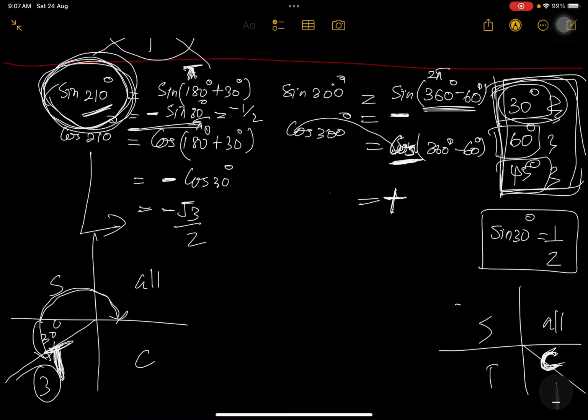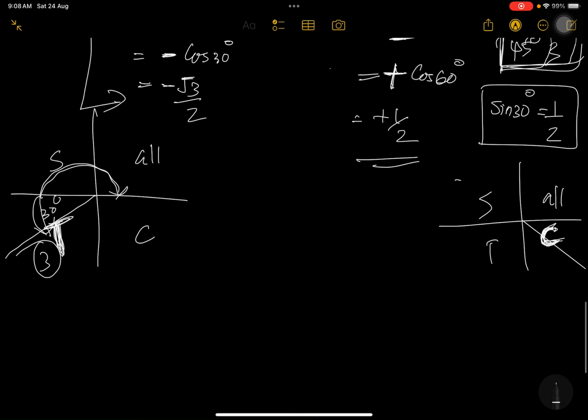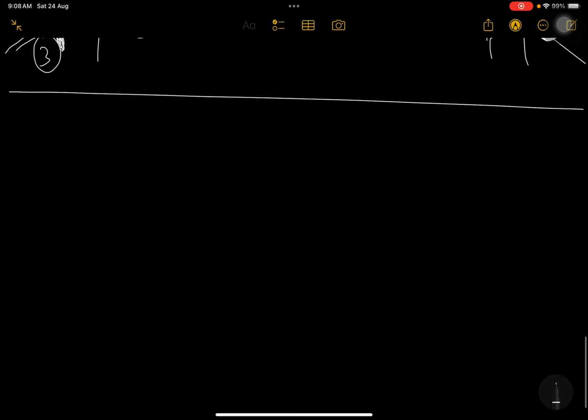But what about sine or cosine will come? Sine will come because 2 pi, multiples of pi. Sine 60 degree, cos 60 degree. The life is easy now. Sine 60 is root 3 by 2. So this value is minus root 3 by 2. This value is plus half. So it's very easy. So you can find any value.